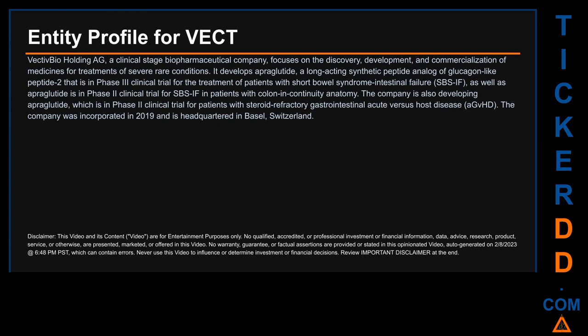The company is also developing apraglutide, which is in phase 2 clinical trial for patients with steroid refractory gastrointestinal acute graft versus host disease (aGVHD). The company was incorporated in 2019 and is headquartered in Basel, Switzerland.